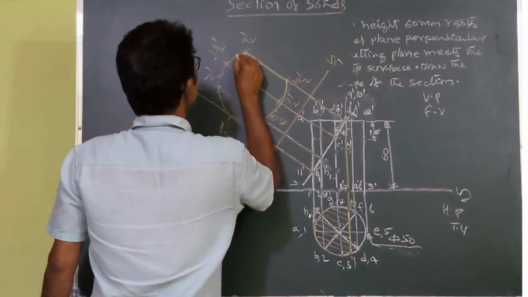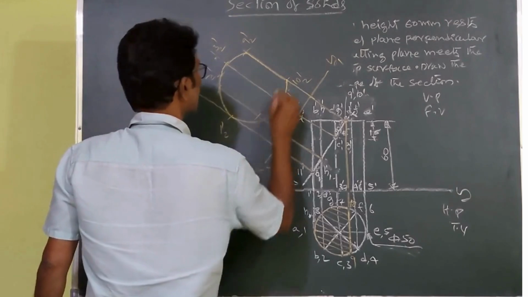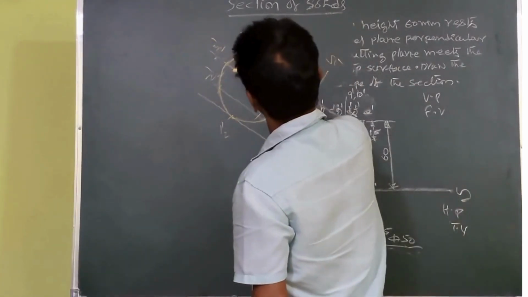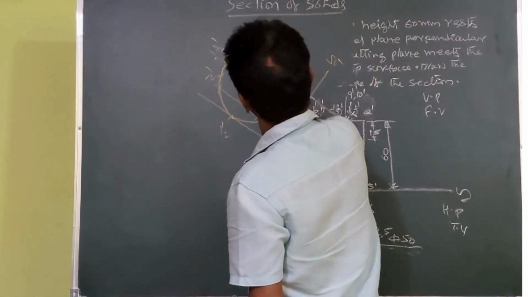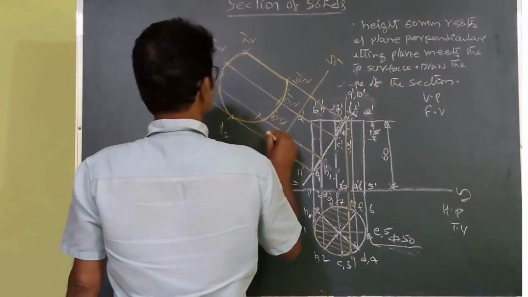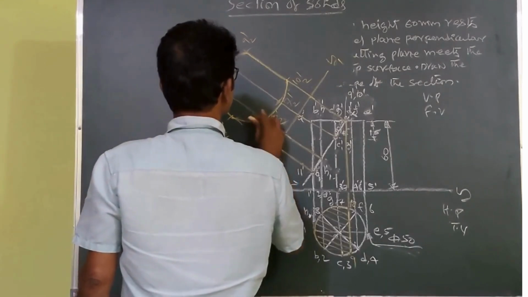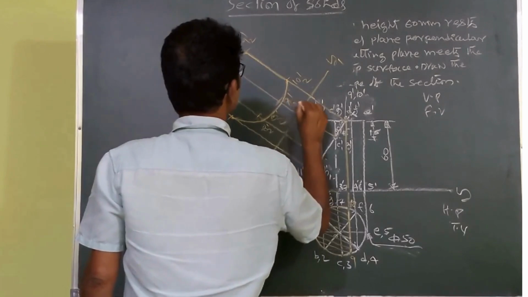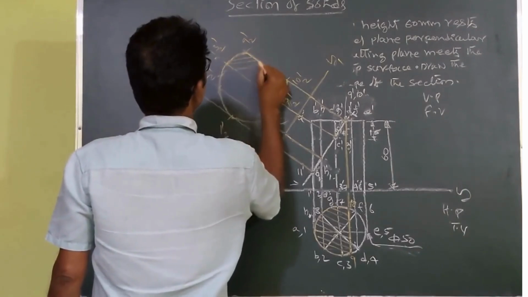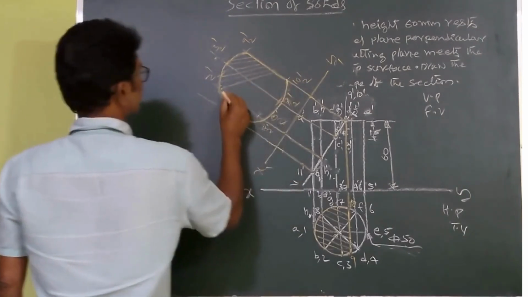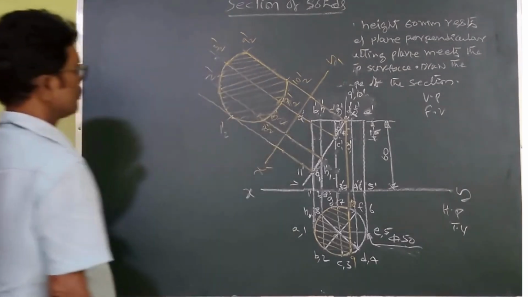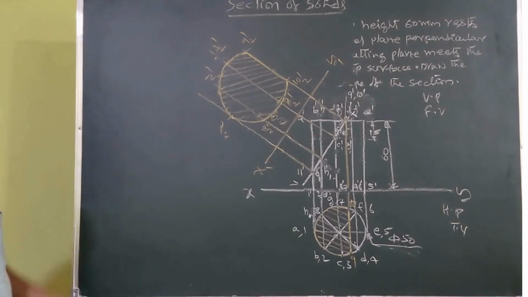Like this you have to join these points. Okay. Now this is 8 2 dash, this is 7 2 dash, this point 10 2 dash, 1 2 dash, 2 2 dash. This is hatched. This is the true shape. Like this we can develop the top view, front view and true shape.